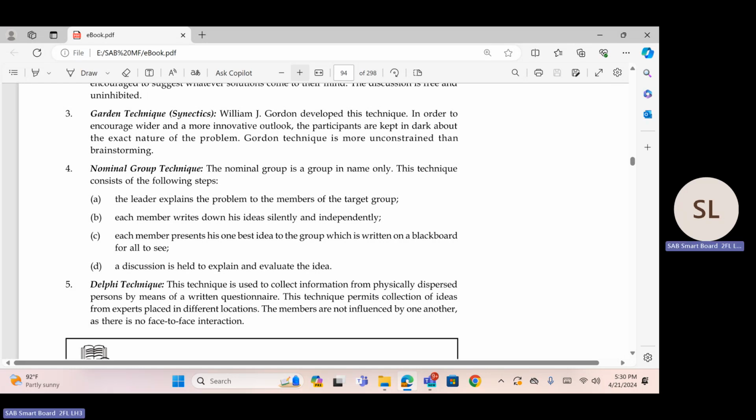There is no face-to-face interaction. It is used to collect information from physically dispersed persons through a questionnaire. The technique permits collecting ideas from different experts or laymen about a particular research project. It is widely used in research, but managers can also use the same. Therefore, all these are different. Each has its own purpose in presenting group decision making techniques compared to individual decision making.